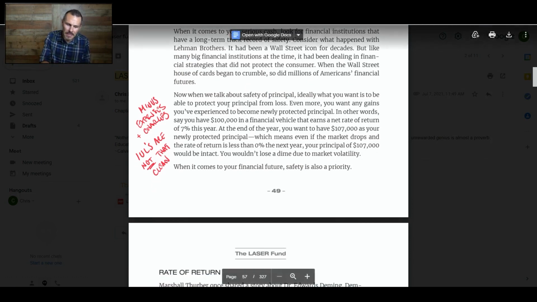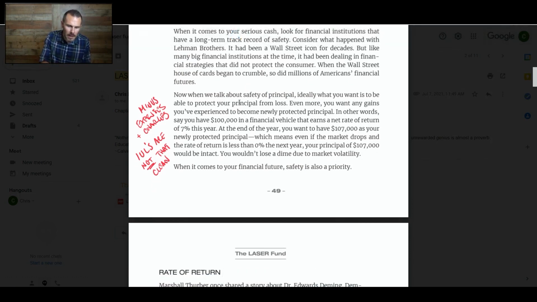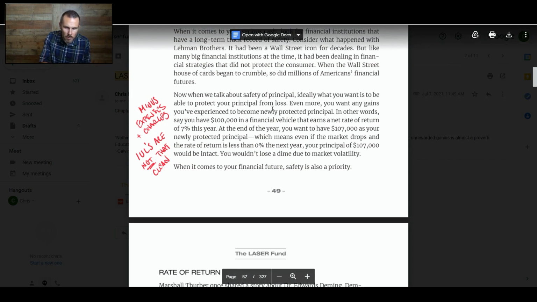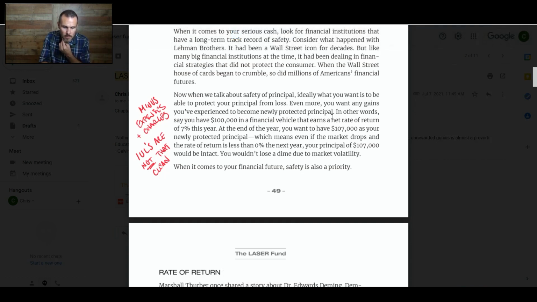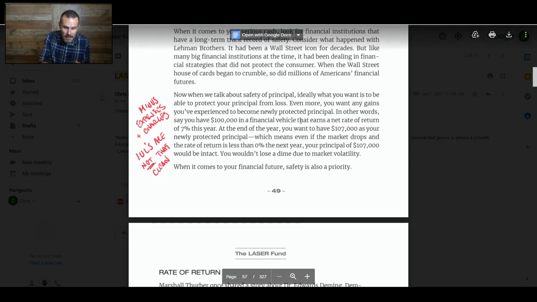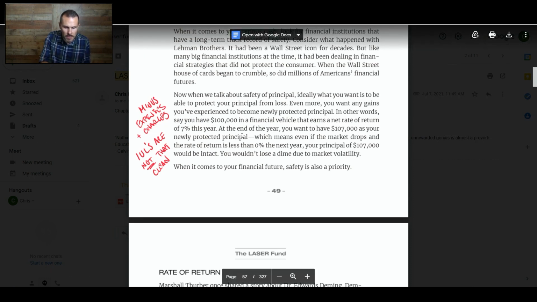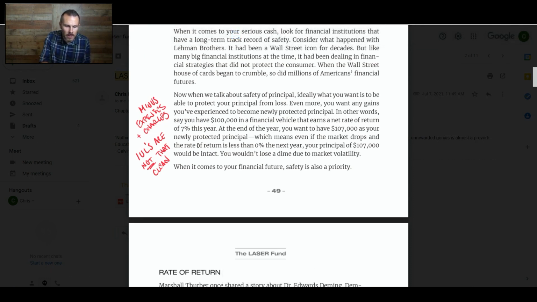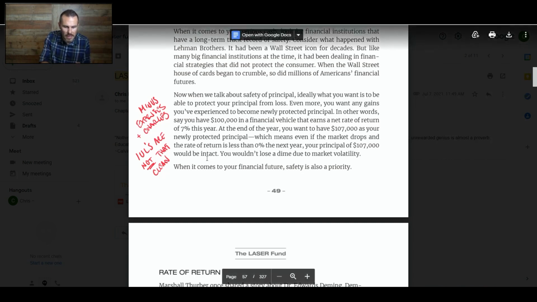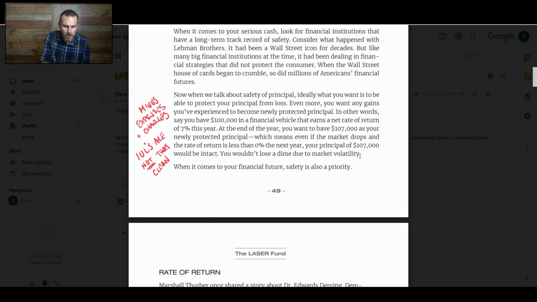So what he talks about is he gives an example of what would happen. I'll just read it now. When you talk about safety of principal, ideally what you want is to be able to protect your principal from loss. Even more, you want any gains you've experienced to become newly protected principal. In other words, save $100,000 in a financial vehicle that earns a net rate of 7% this year. At the end of the year, you want to have $107,000 as your newly protected principal, which means even if the market drops and the rate of return is less than zero next year, your principal of $107,000 would be intact. You wouldn't lose a dime due to market volatility.